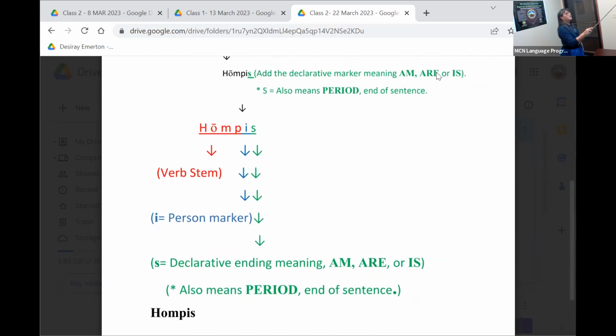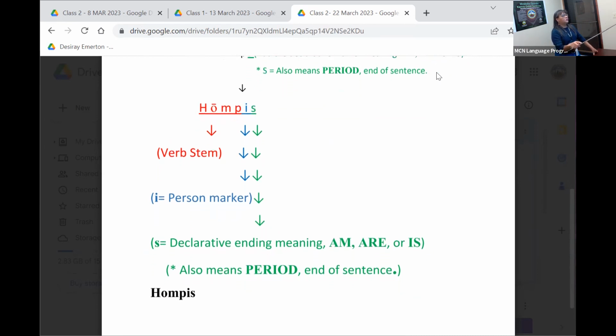So you can see the verb stem, which is hombres or home. And then you see the person marker I, and you see that it starts right here at the top. And I made the arrows to see the I marker. I'm trying to show you every little piece of this word and what it means. And you see the S, which you've added up here at the top, is in green, and that's the declarative ending meaning am, are, is. It can also mean they, and it also means the period.